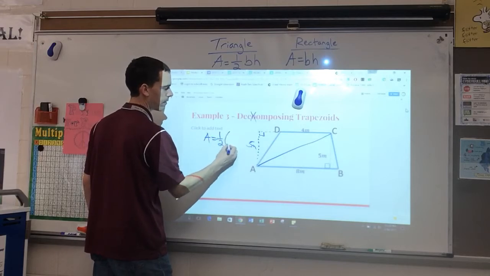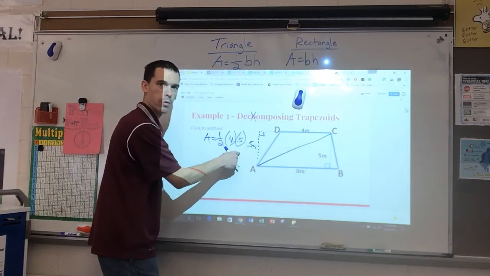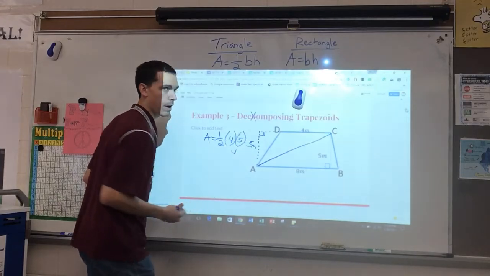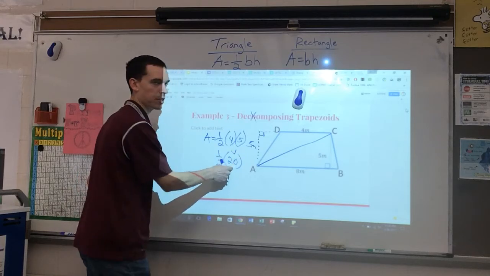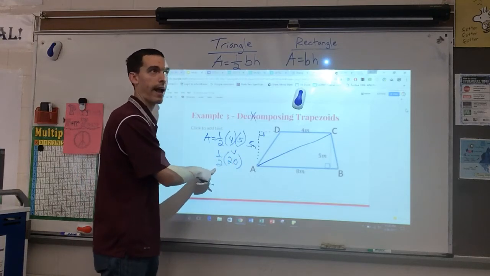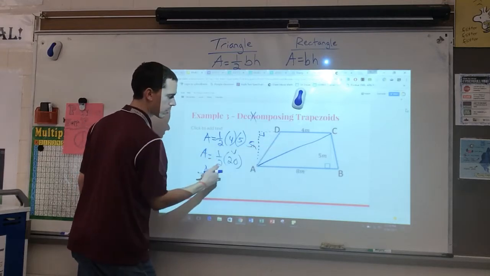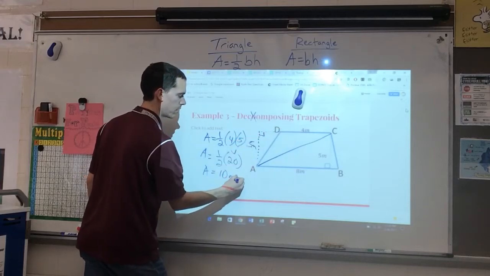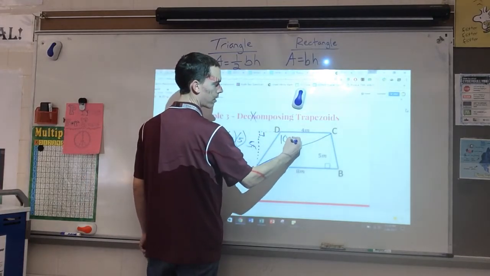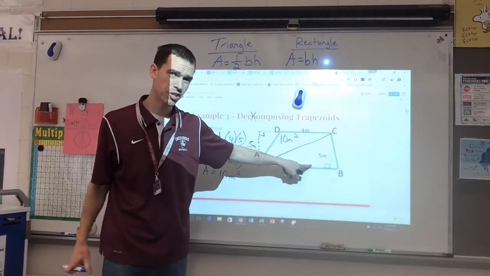So 1/2, base of 4, height of 5. 4 times 5 is order of operations, right? So 20. And I keep it in parentheses because I know it's multiplication with the half. Okay? So the area of this triangle here is going to equal half of 20, which is 10, again, units, meters squared. Let's make a little mark here. That's that triangle.